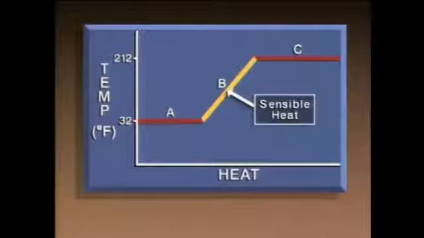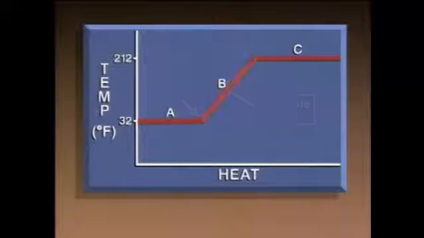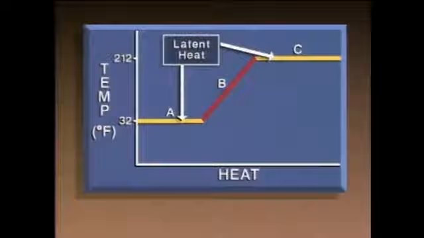Section B represents sensible heat because from this point to this point, the temperature of the water changes as a result of heat transfer. Section A and Section C represent latent heat transfer because there are no temperature changes in these sections, only phase changes.